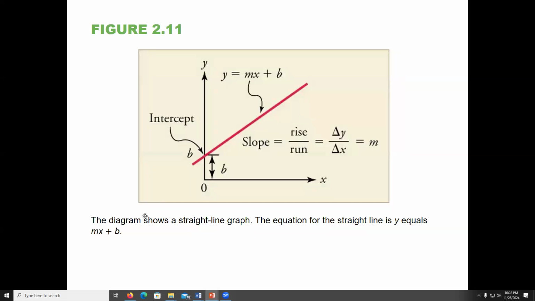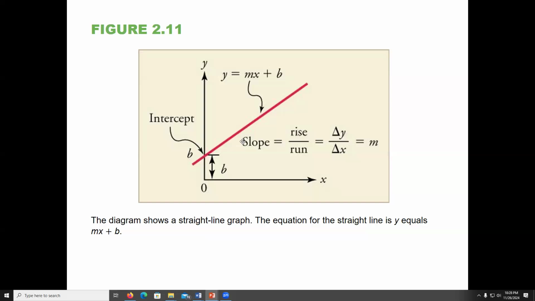Okay, so this diagram shows our y equals mx plus b, where y here represents the distance that we covered vertically, and m is the slope, which is the rise, the change in the y direction, versus the run, which is the distance in the x direction, and b is the y-intercept. Where does our journey cut or intercept the y axis?